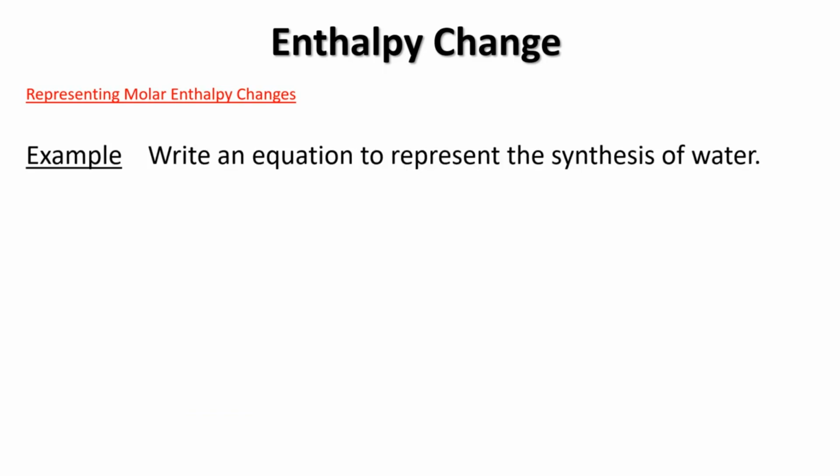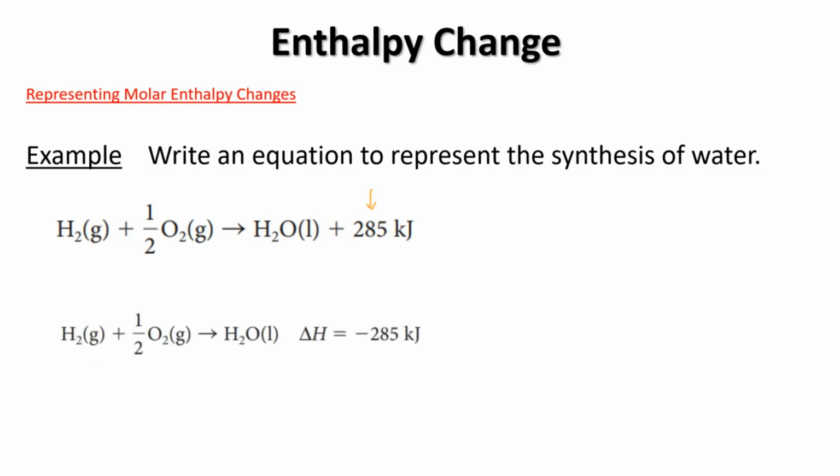So, representing molar enthalpy changes. There's a couple of different ways to do this. One way is writing an equation. Let's do it for the synthesis of water, and it's an exothermic process. So we have a 285 kilojoule result there. There's a different way to write this, and because it's exothermic, our delta H is going to be negative. I've tried to establish that already in this lesson.